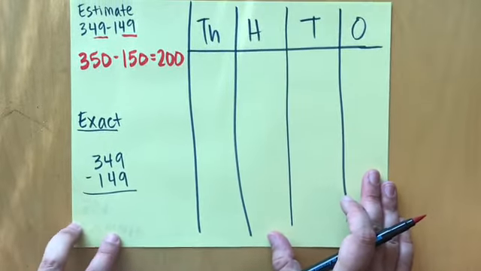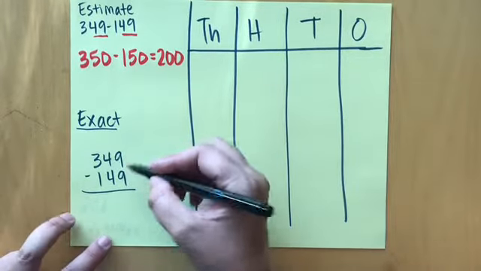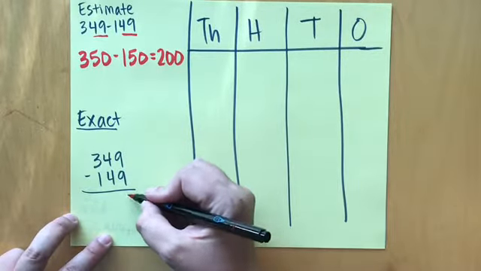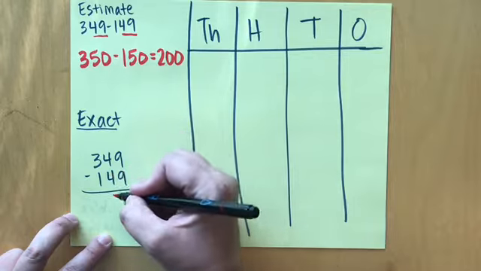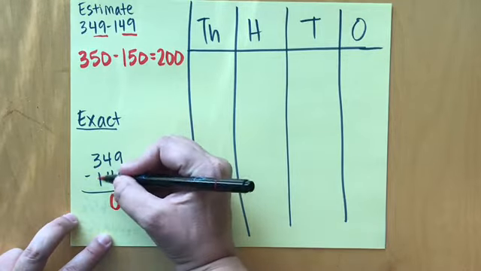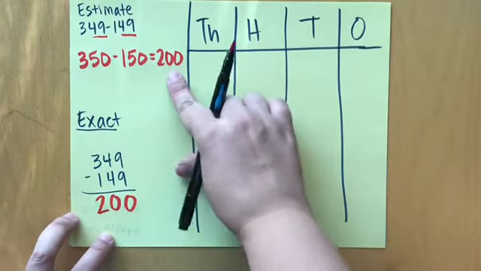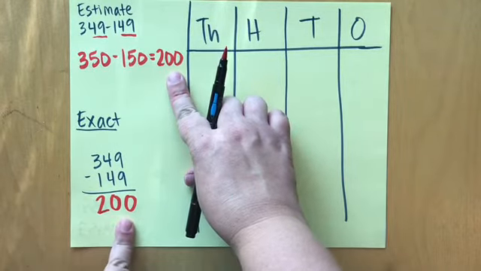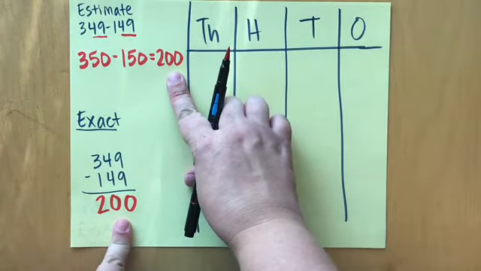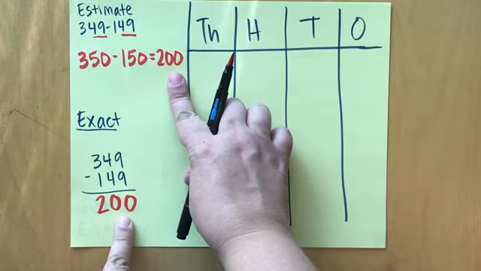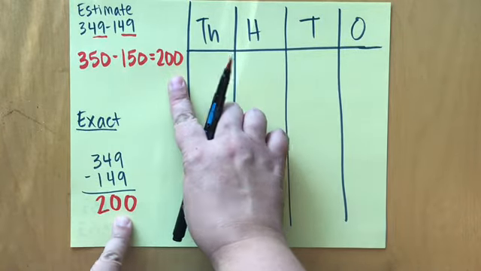My exact answer would be 349 minus 149: 9 take away 9 is 0, 4 take away 4 is 0, 3 take away 1 is 2. Wow, my estimate exactly matched my exact answer. That doesn't happen very often, but it's exciting when it does because that means that you've done something right.